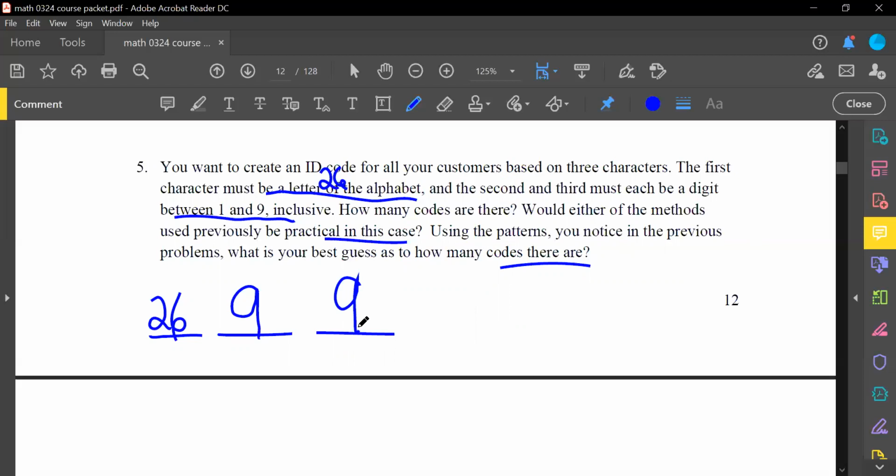And I get 2,106 different codes. All right.